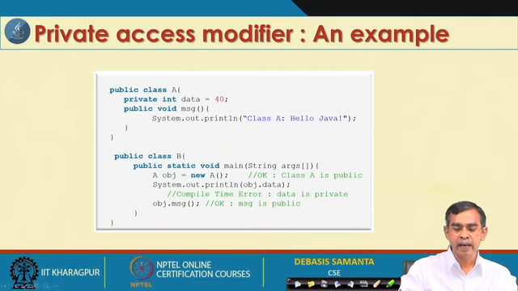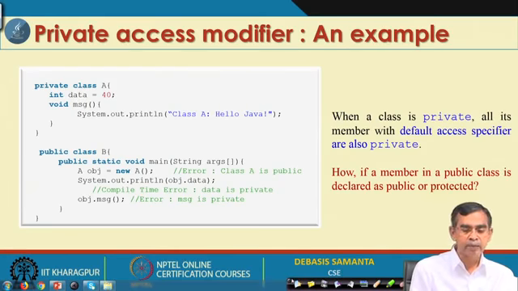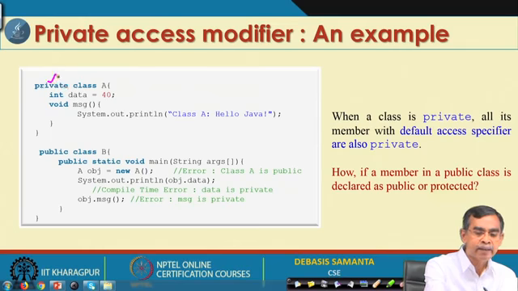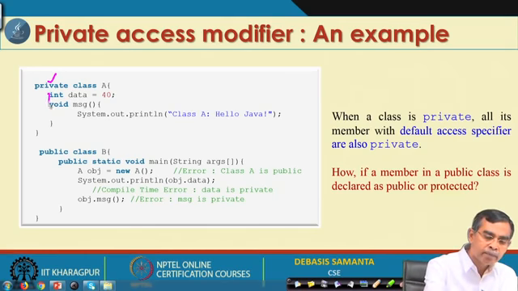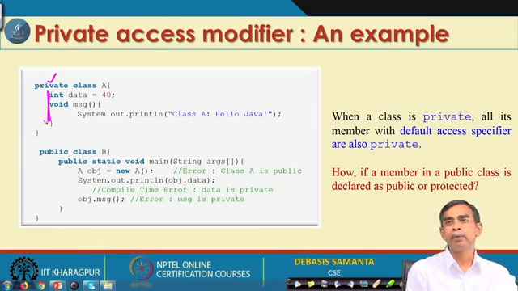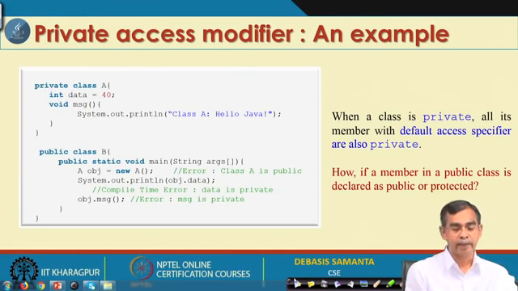Now, let us consider another example. In this example, again we declare this as private. Now, the class is private. If the class is declared as private, then all the members that have the default access specifier also become private. So, in this case, as this is private and there is a default, by default all these members are private.